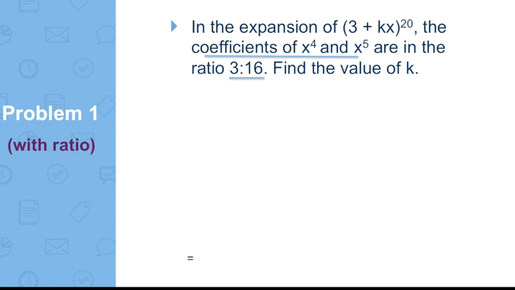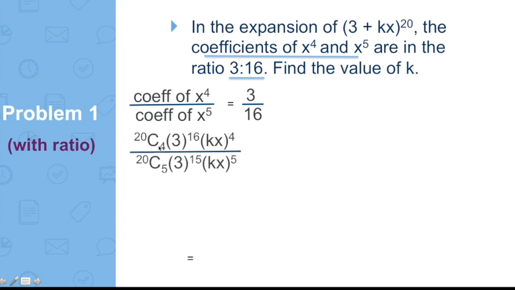Okay, so coefficient of x^4 and x^5 are in the ratio of 3 is to 16. That means we need to find the x^4 term. From this expansion, for us to get the x^4, r must be equal to 4. So the x^4 term will be combination of 20 taken 4, 3 to the power of 16 because 20 minus 4 is 16, and then (kx)^4.